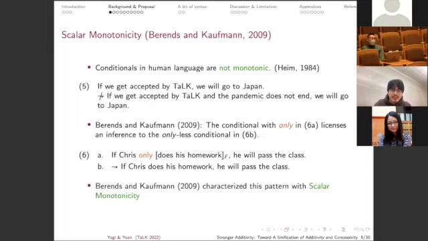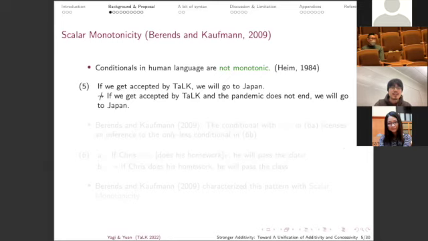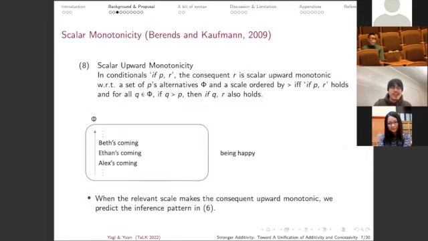And for the second part, the Ethan's coming thing, I think I put this in a pretty bad way. So let me just clarify what our intuition is.